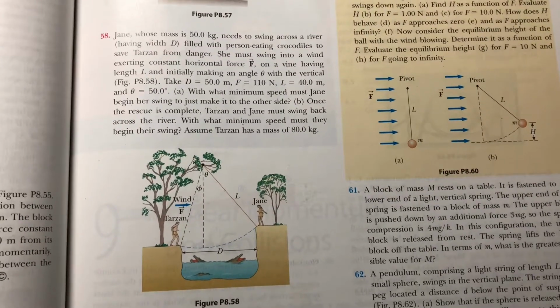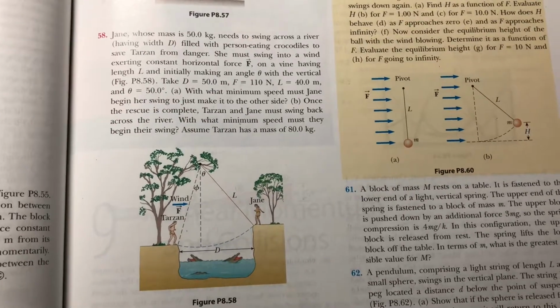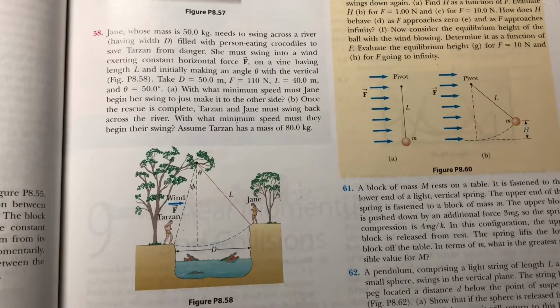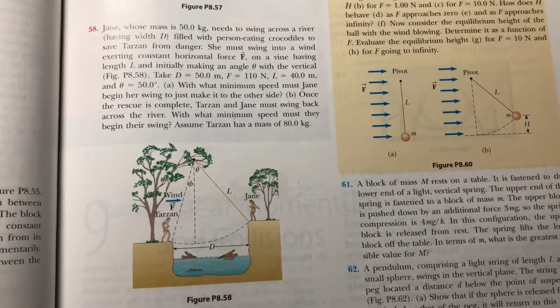B. Once the rescue is complete, Tarzan and Jane must swing back across the river. With what minimum speed must they begin their swing? Assume Tarzan has a mass of 80 kilograms.